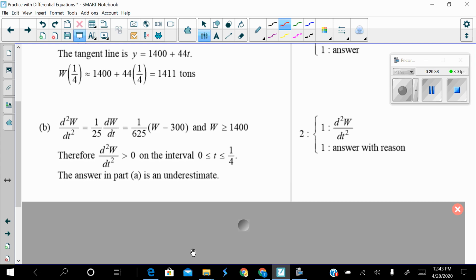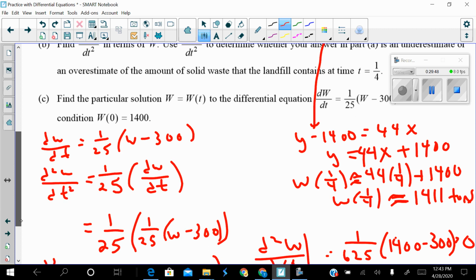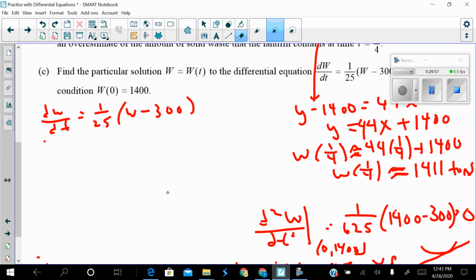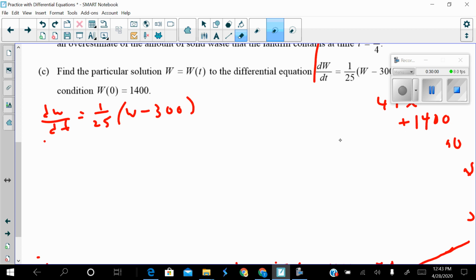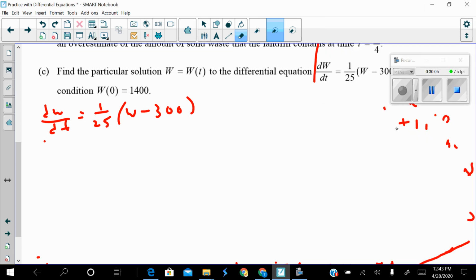Okay. All right, last part. This is where it gets big now. Let me erase some stuff. Sorry, just a little bit more. This is good for now.